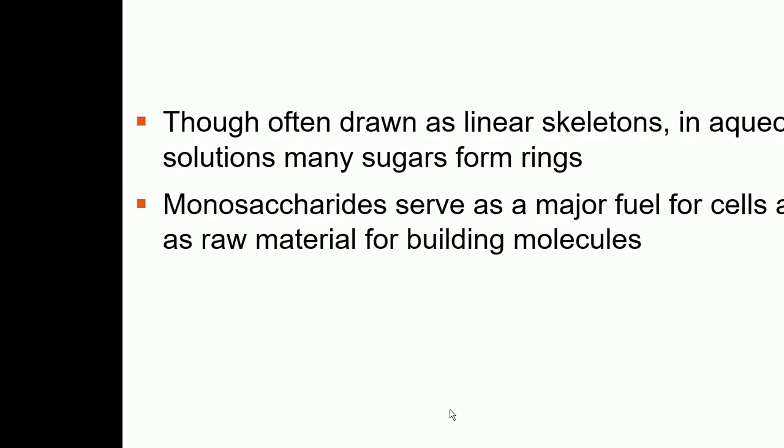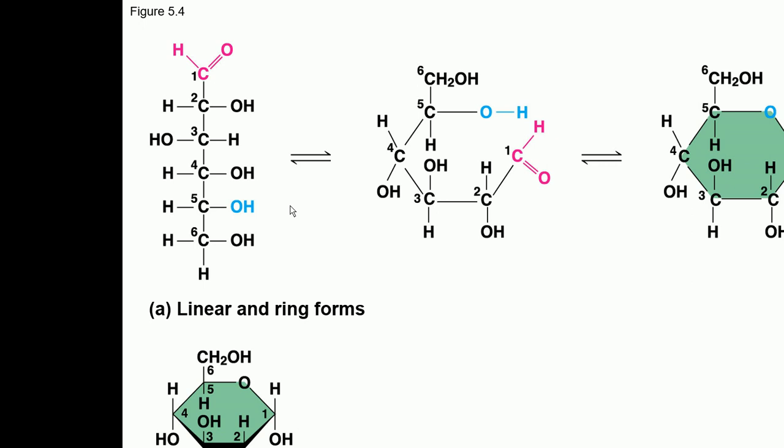Basically these monosaccharides serve as major fuel for cells. So carbohydrates are basically a quick source of energy. We are going to talk about fats also. If we compare fats and carbohydrates, both are energy rich, but fats have more energy in them, but carbohydrates are a quick source of energy. Now this is just showing you the structure of glucose.